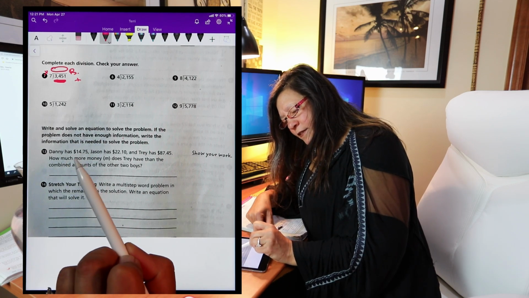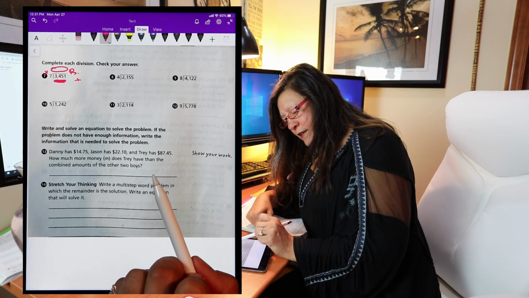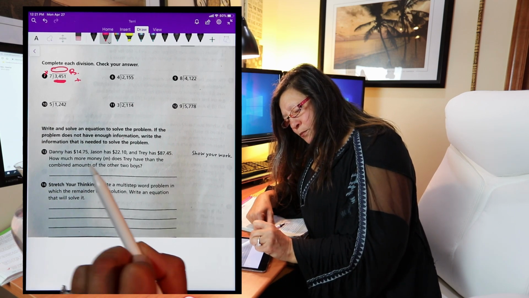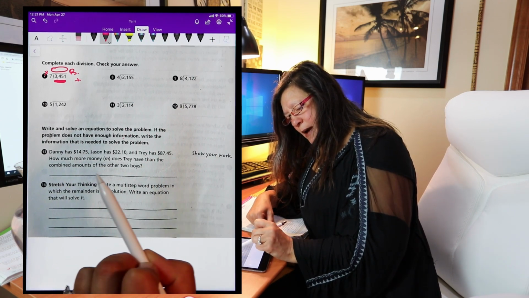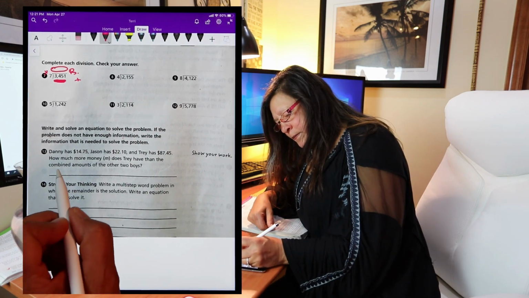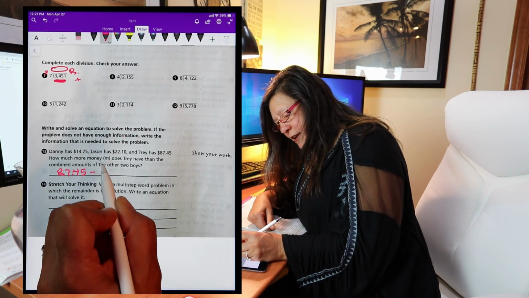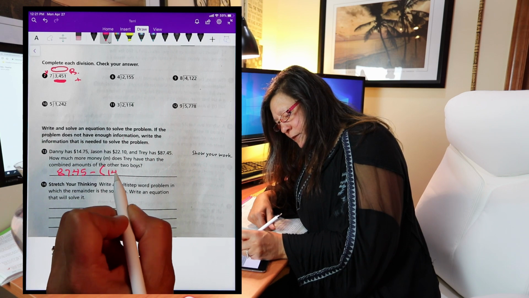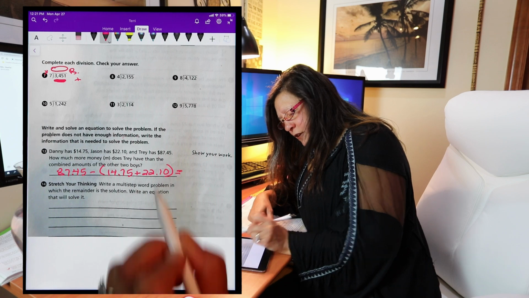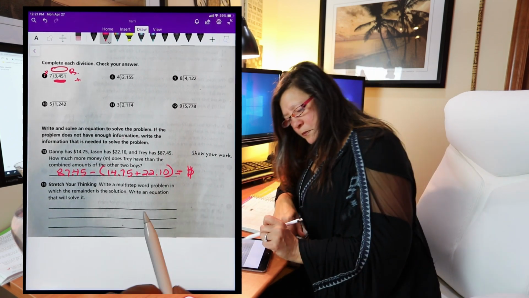13. Danny has $14.75. Jason has $22.10, and Trey has $87.45. How much more money does Trey have than the combined amounts of the other two boys? So we have enough information here. But we're going to take Trey, $87.45, and subtract the combined amounts. So we're going to add them together. Okay? And that's going to give us our total of how much more money he has. And obviously our label is money.